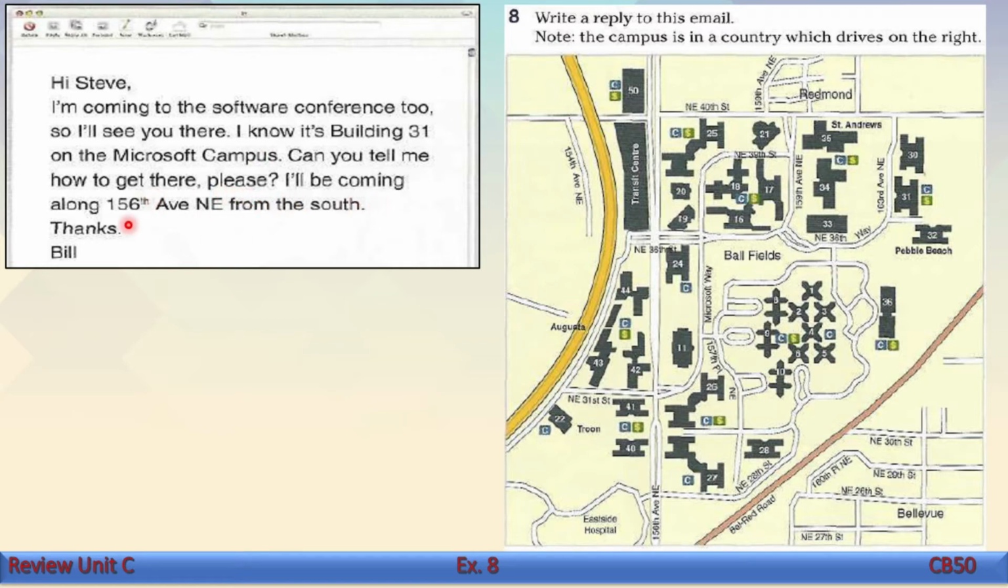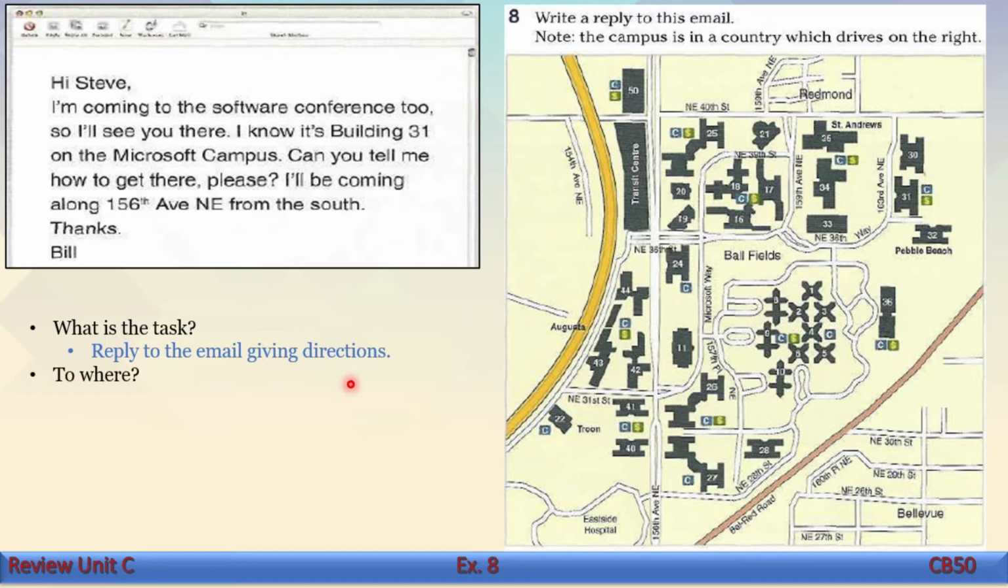I'll be coming along 156th Avenue, NE, from the south. Thanks, Bill. So, Bill wants to go to the software conference, but he doesn't know how to get there. And here is the map. Great. Now, a few questions. Number one, what is the task? The task is to reply to the email giving directions.